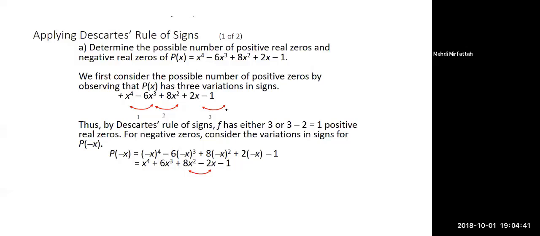So it changed sign for the third time here. So by Descartes' rule of signs, f has either 3 or 3 minus 2, which is 1, positive real zeros. Let's just start predicting how many zeros we have. Either we have 3 because it changed 3 times, or remember, it says 3 minus an even number.